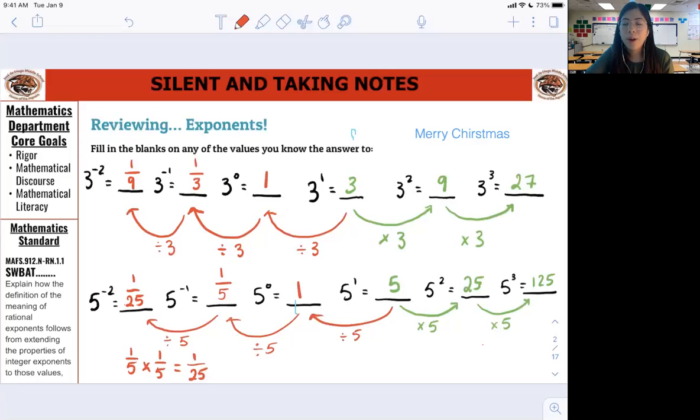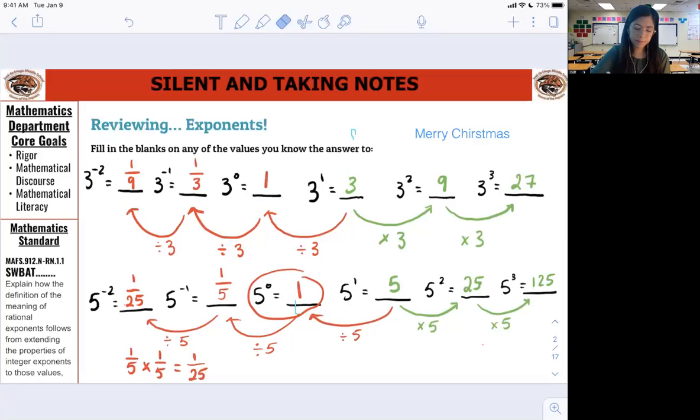Anyways, what are we confused about? Because I see some confusion in the chat. Who's confused about this one? It's always the most confusing, the power of 0. Who's still confused about that one?